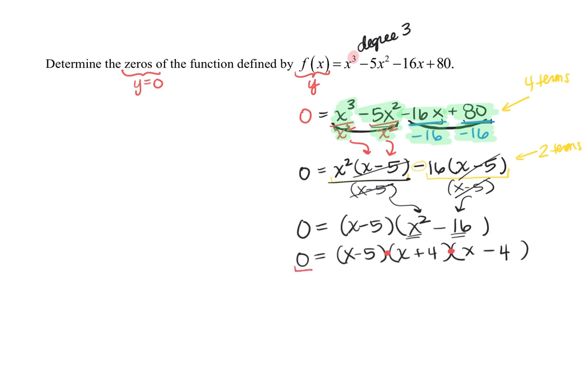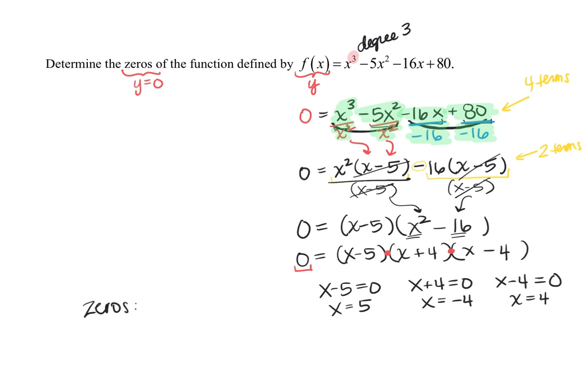And since this entire product is equal to 0, the 0 product property is what lets us set each of the factors equal to 0. So we know one of these factors must equal 0. So we'll set all of them equal to 0 and then finish solving, and that will get us our 3 zeros. So x is equal to 5, x is equal to negative 4, and x equals positive 4 are my zeros. So I'll just list them.